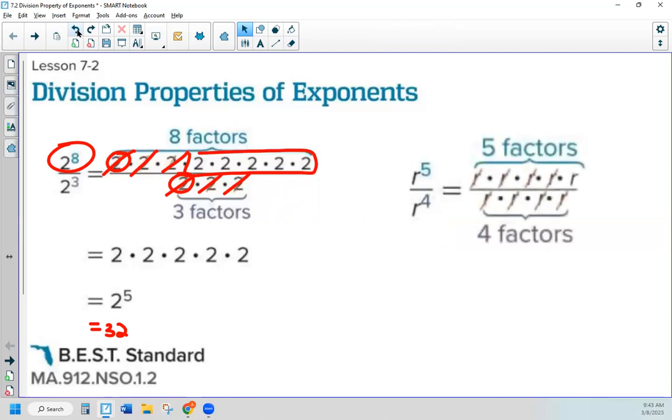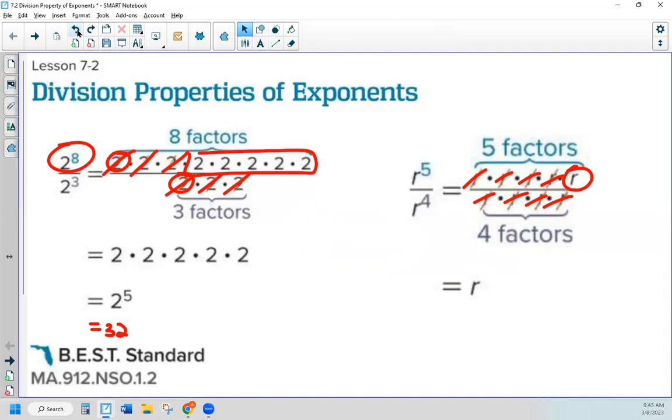We can go ahead and expand them. We have 5 r's on the top. 1 on the top cancels 1 on the bottom. Cancel, cancel, cancel. Sorry, 1, 2, 3, and then 4. So 4 on the top, 4 on the bottom. We're left with 1 r at the top. So our answer here is just r. Whatever r is, it doesn't matter what number that is, it's going to be just that number.